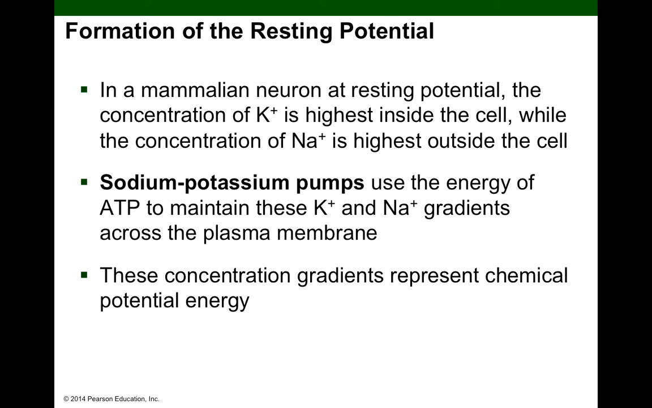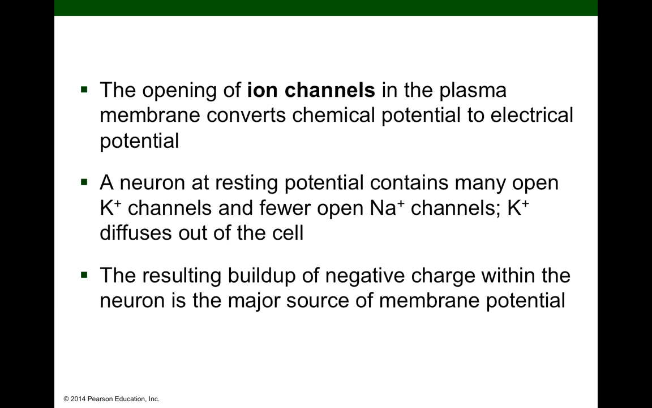ATP is used to pump sodium out of the cell and pump potassium into the cell. The chemical potential can be converted to electrical potential through the use of ion channels in the membrane. Depending on which channels are open, specific ions can cross the membrane, moving down their concentration gradient from high to low. This can change the membrane potential of the cell.